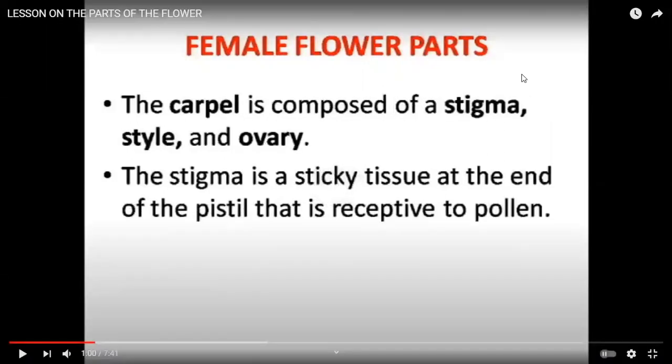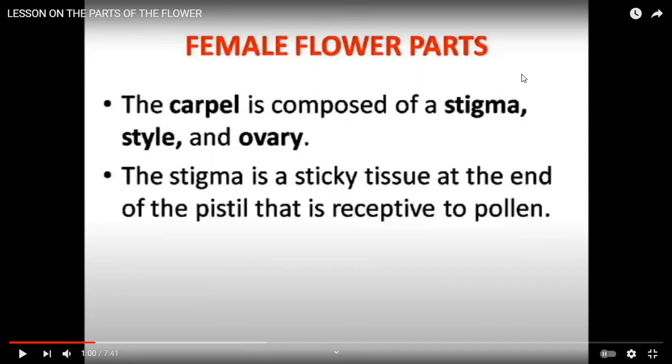The carpel is composed of a stigma, style, and ovary. So you have the stigma, the style, and the ovary. The stigma is the sticky tissue at the end of the pistil that is receptive to pollen. So it's the part of the flower that the pollen attaches to, a very sticky part.